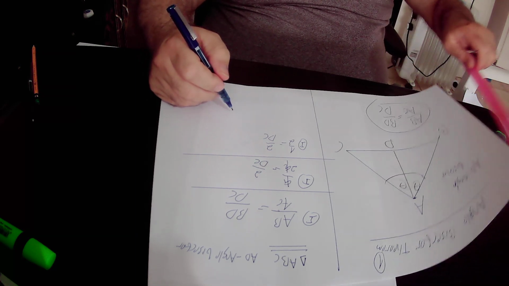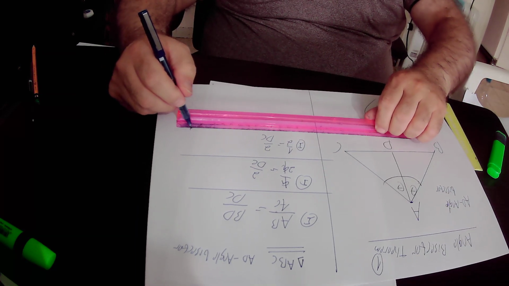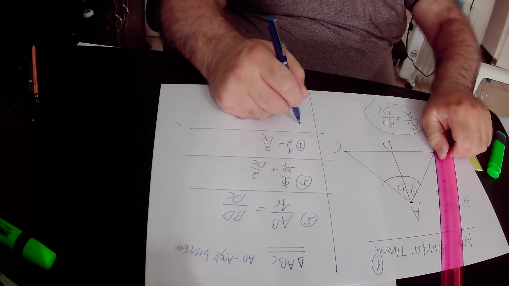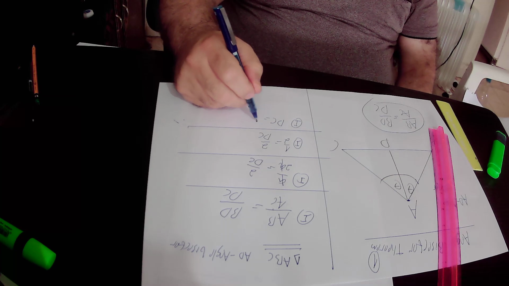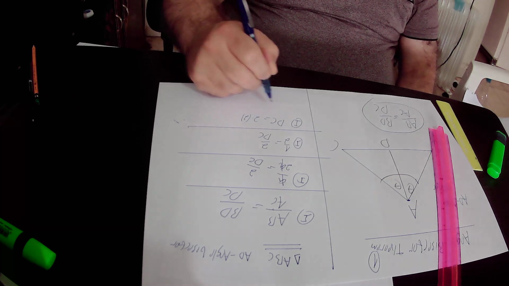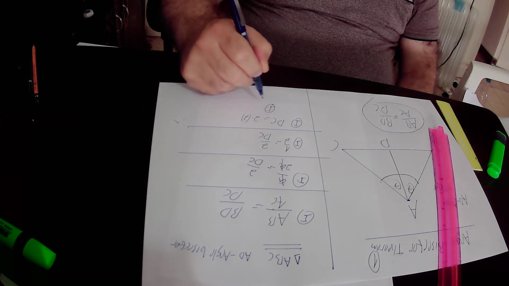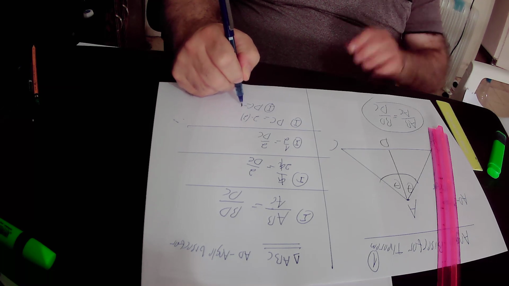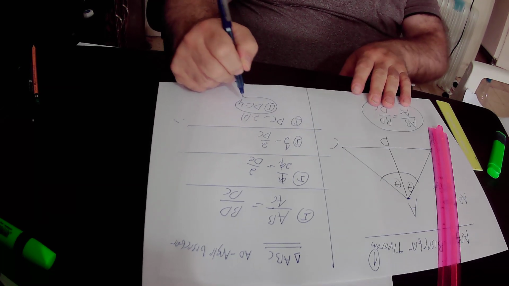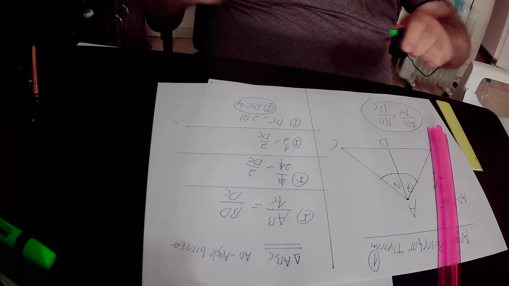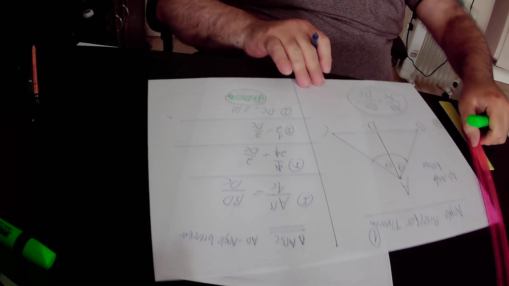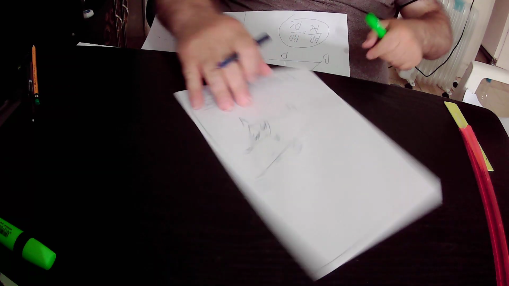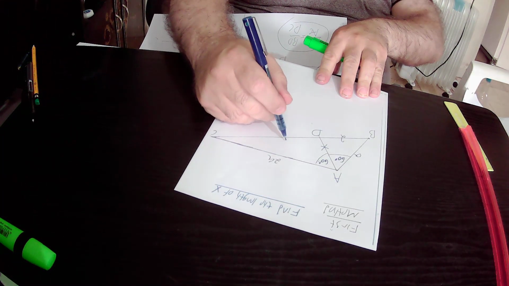Here we will cross multiply this equation, equation number 1, and we get that according to equation number 1, DC equals 2 times 2. That is to say, DC equals 4 units. Okay, DC equals 4 units. So we can write down here that DC equals 4 units.